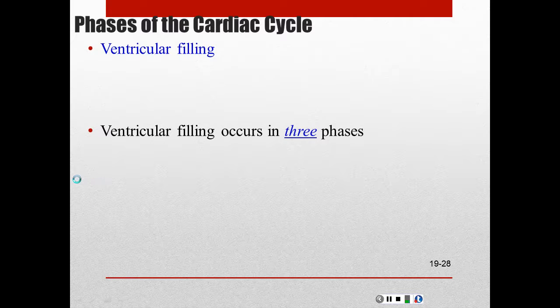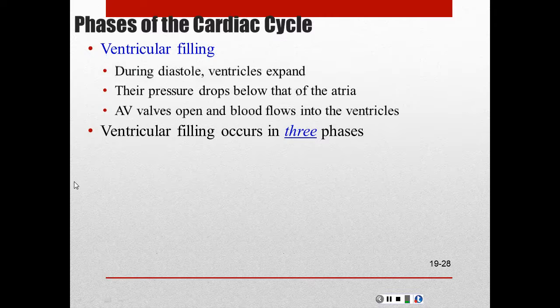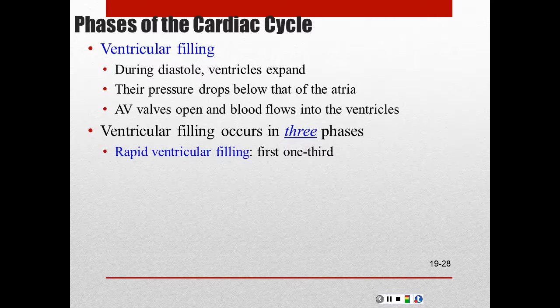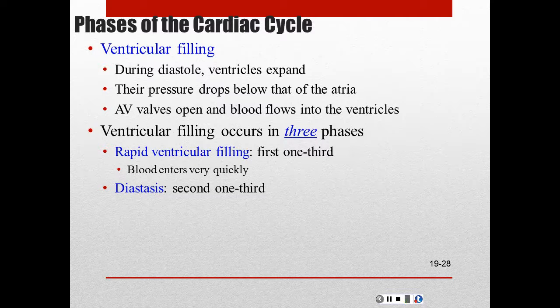Now, ventricular filling deals with the relaxation of the ventricles. When they relax, they expand during diastole. The AV valves will also open. Ventricular filling occurs in 3 phases. The first one is rapid ventricular filling, in the first 1/3, when blood enters quickly. Then we have diastasis, the second 1/3, which is marked by slower filling.